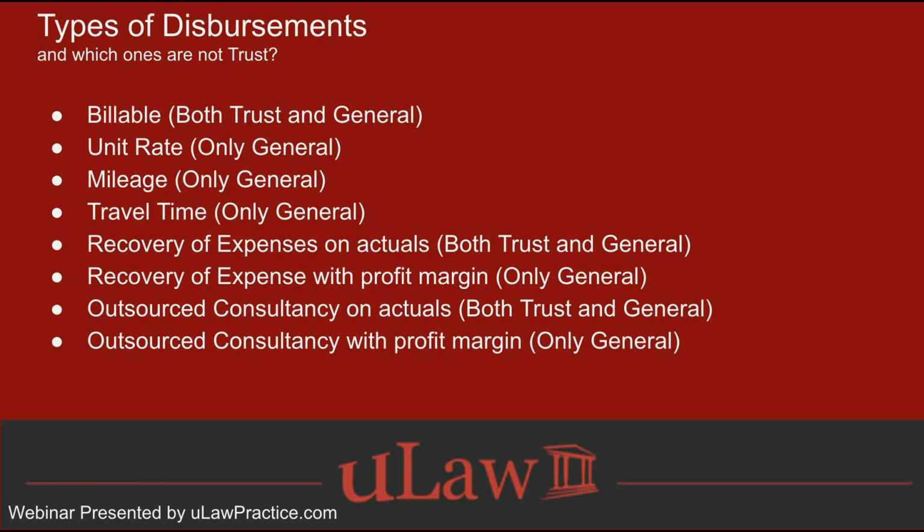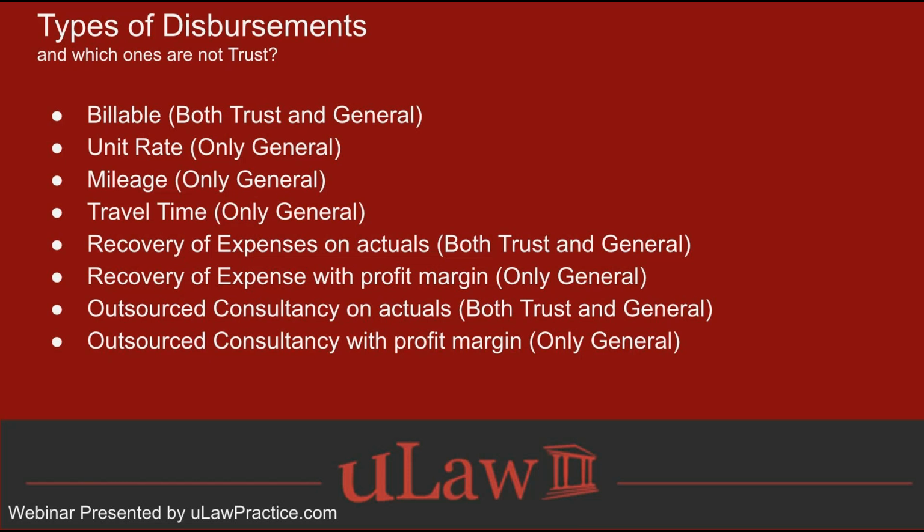Now, when you take only general, you see there's unit rate. Unit rate is more commonly used for printouts, photocopies, and mileages for your travel time, etc. They all go only from general. And any recovery of expense with profit margin, remember, straight away out of your general account. Never from trust. Never. You cannot charge trust with profit, right?